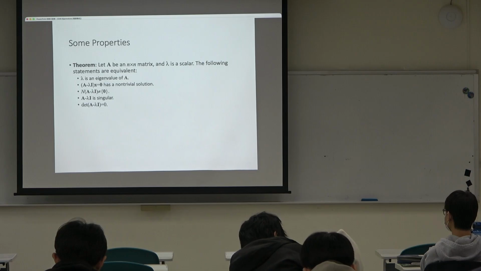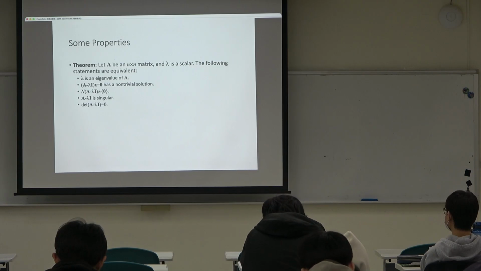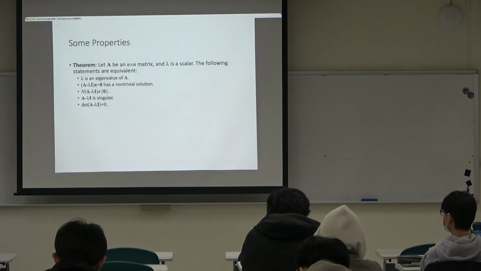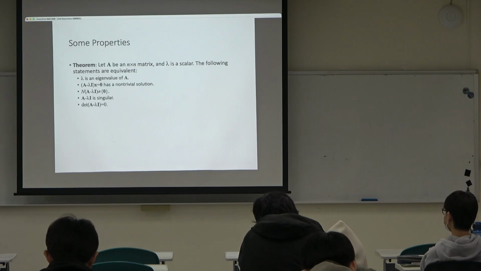Let A be an n by n matrix, and lambda is a scalar. The following statements are equivalent. The first one: lambda is an eigenvalue of A. The second one: (A minus lambda I) x equal to 0 has a non-trivial solution. Obviously, if lambda is an eigenvalue, according to the definition, it must have a corresponding non-zero eigenvector.